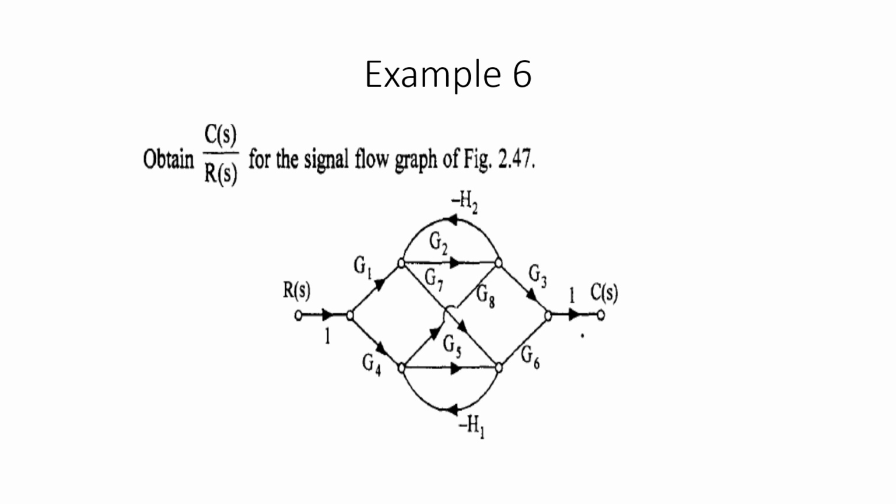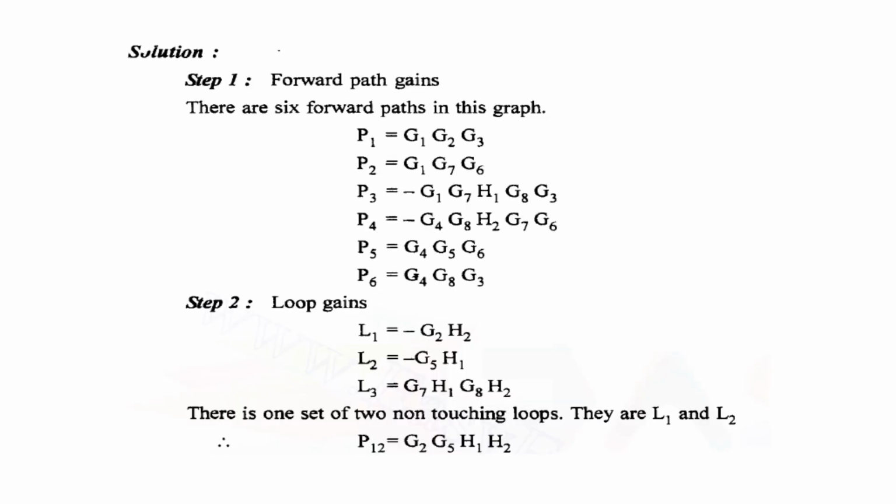Okay, so this is also one of the important problems which is usually asked in your examination. Try to practice this. For the signal flow graph which is shown in the previous slide, the forward paths are given as P1 equal to G1, G2, G3; P2 is G1, G7, G6; P3 is minus G1, G7, H1, G8, G3; and P4 is taken as minus G4, G8, H2, G7, G6; P5 is taken as G4, G5, G6; and P6 is taken as G4, G8, G3.